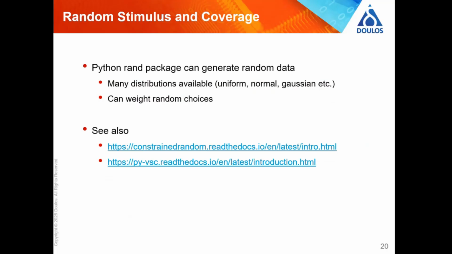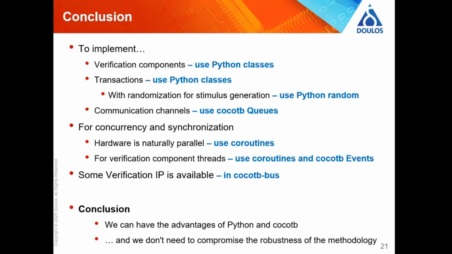So for random stimulus and coverage, if you want to go further, there are some other Python packages you can actually look at, which are being developed to do exactly this, to solve this problem for constrained random stimulus generation in Python natively. So that's constrained random and PyVSC.